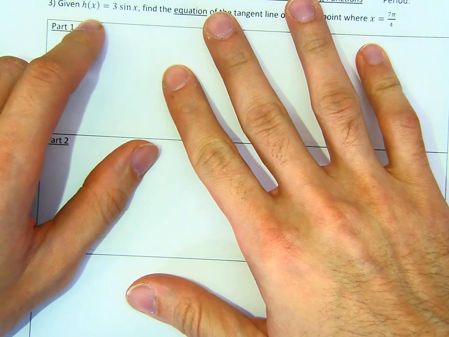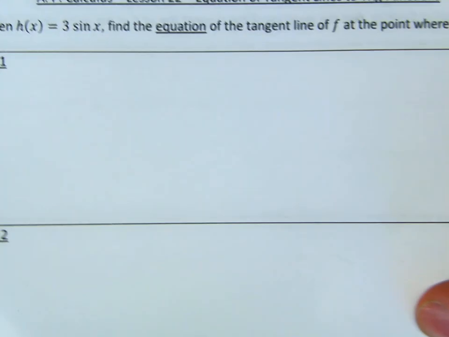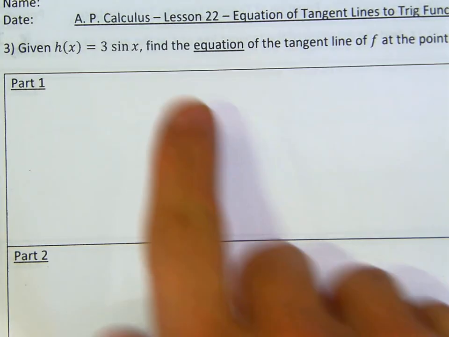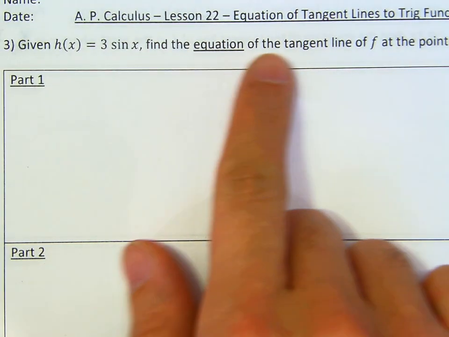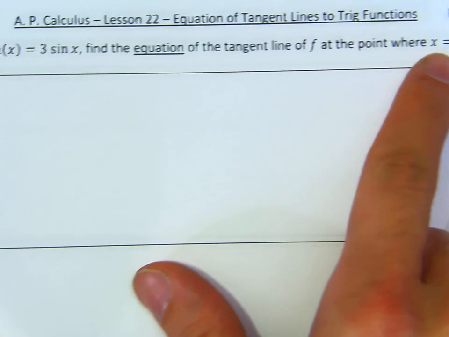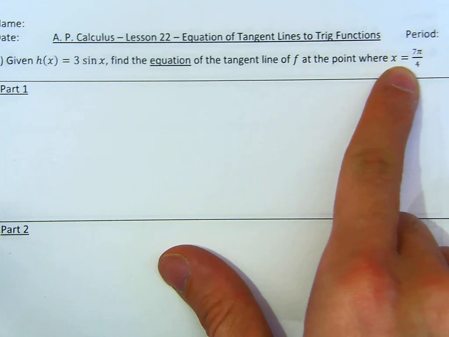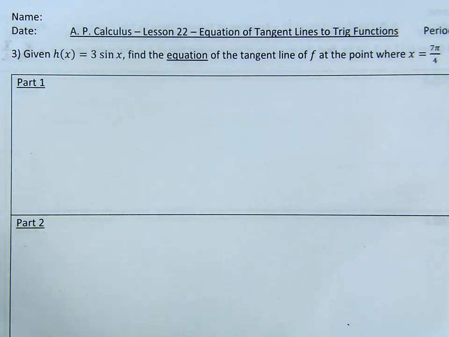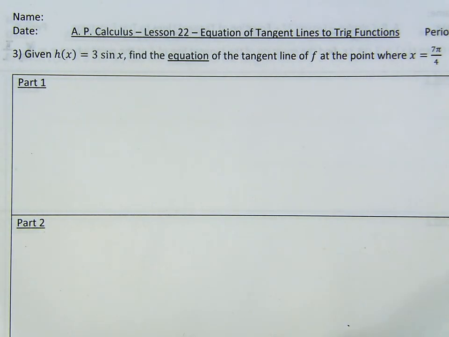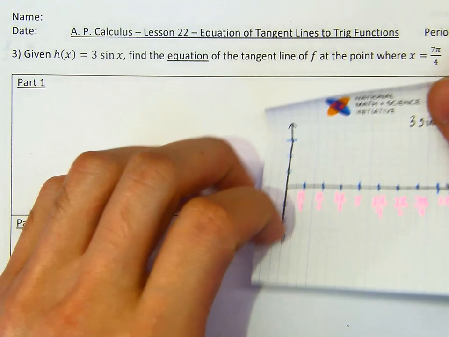Okay, so we have this function. Let's just zoom in a little bit. It says, given h of x is equal to 3 sine x, find the equation of the tangent line of f at the point where x is equal to 7 pi over 4. This seems like a lot, but we're just going to break everything down step by step. The first thing is we need to be able to draw a visual of what's happening here. So what does this graph look like?